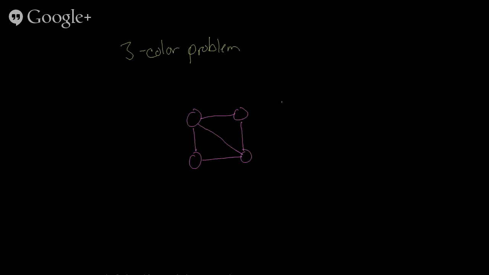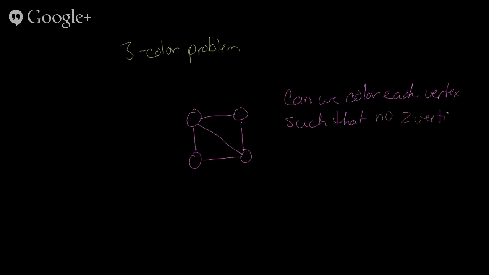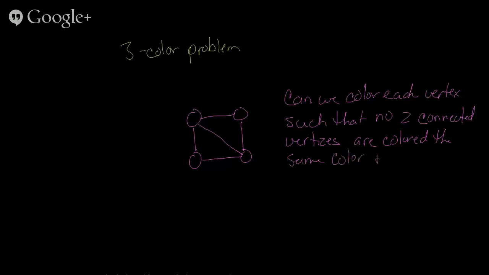And we want to know, the 3-color problem asks, can we color each vertex such that no 2 connected vertices are colored the same color and we only use up to 3 colors. That's the 3-color problem.